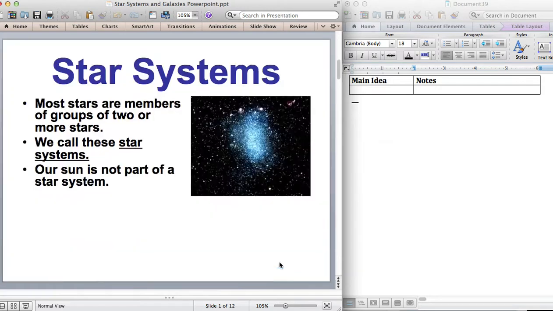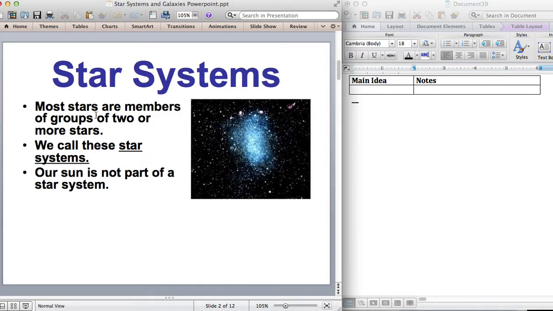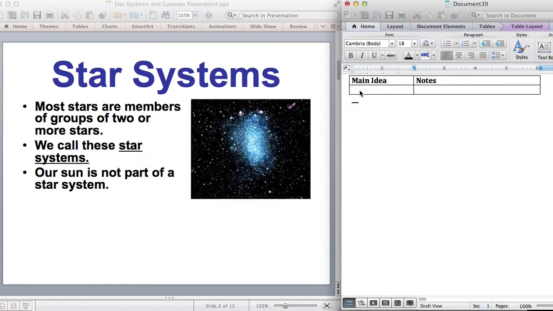So to start, a star system is a group of two or more stars. Most stars in the universe are parts of star systems, and we're going to look at a couple different types of star systems today. Our sun, though, is not part of a star system. Our sun isn't with any other stars in space, so we're kind of the odd man out here. There are planets around it, but the star is just there by itself.